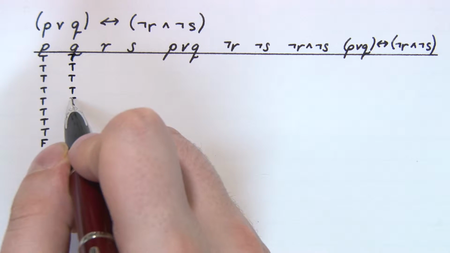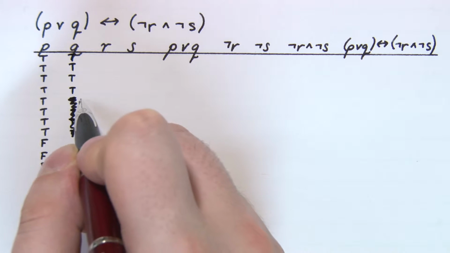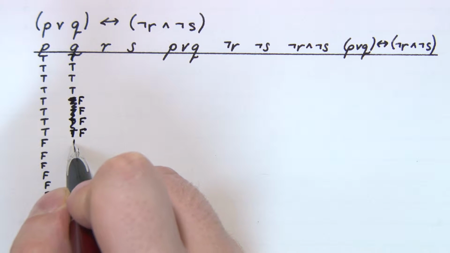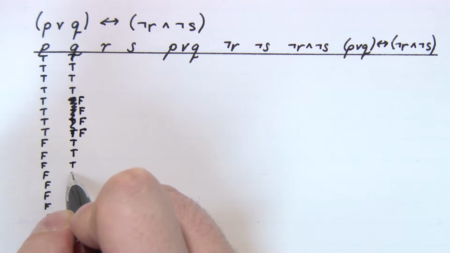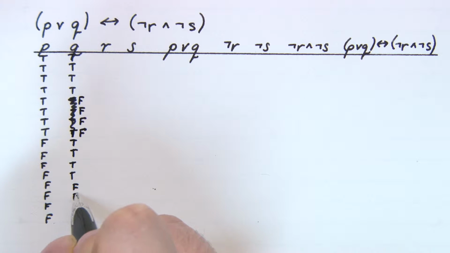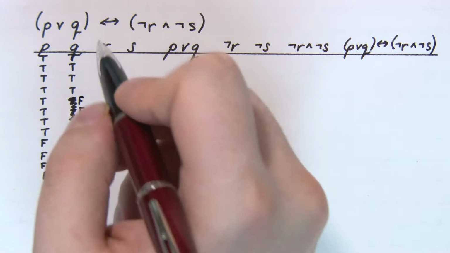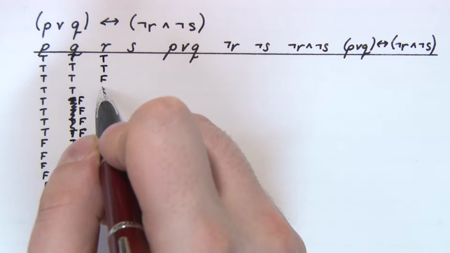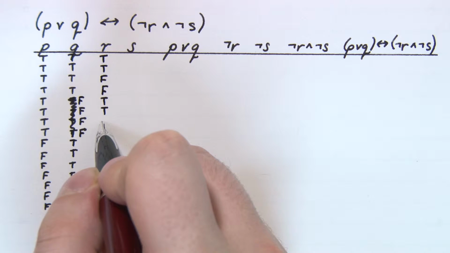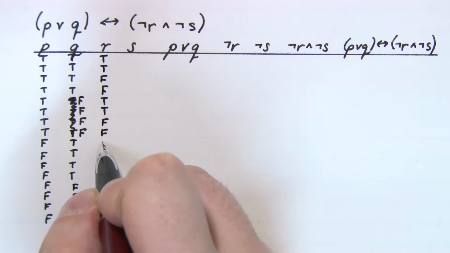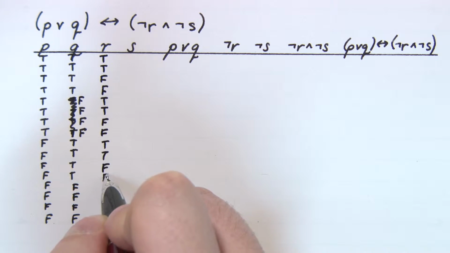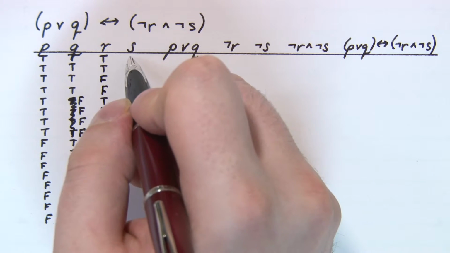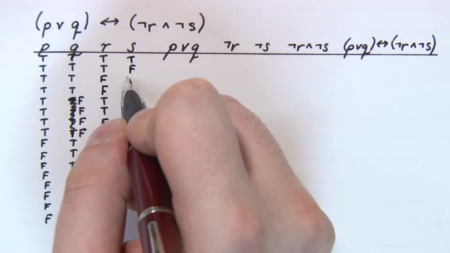Whoops. Should have been falses here. 1, 2, 3, 4. 1, 2, 3, 4. Now I go down to 2 here. 1, 2, 1, 2. Okay, and now I can alternate between true and false for this one.